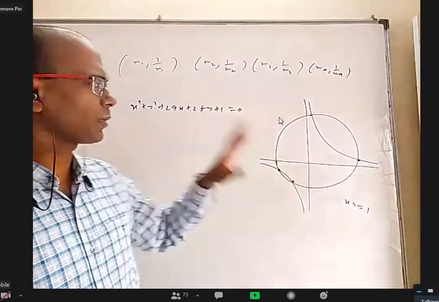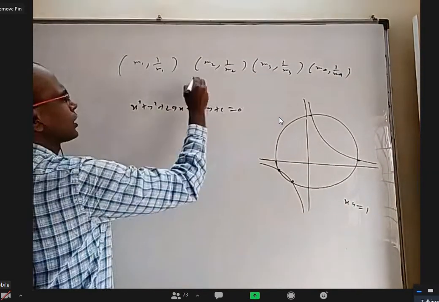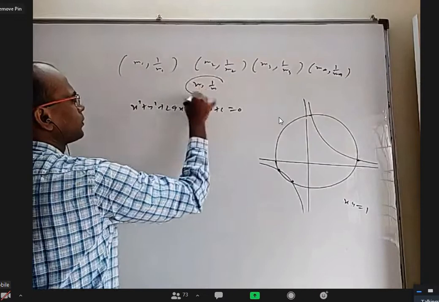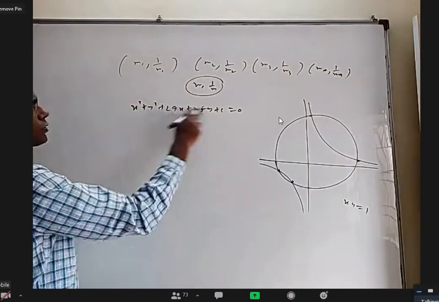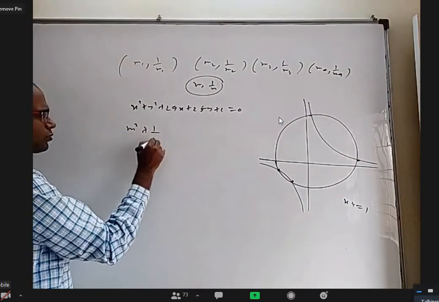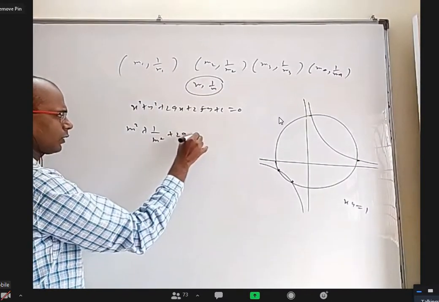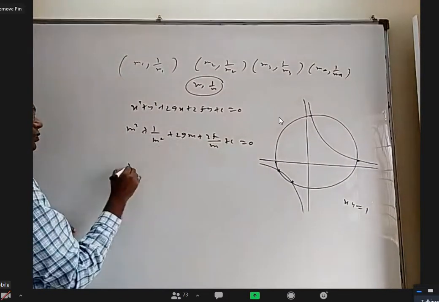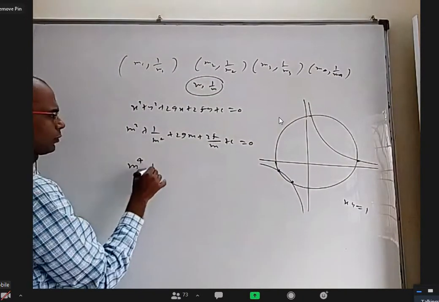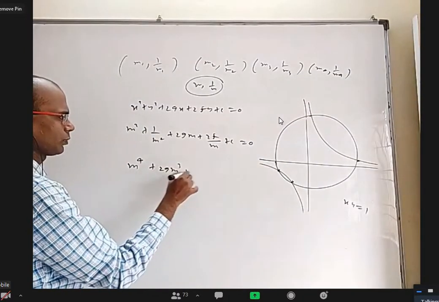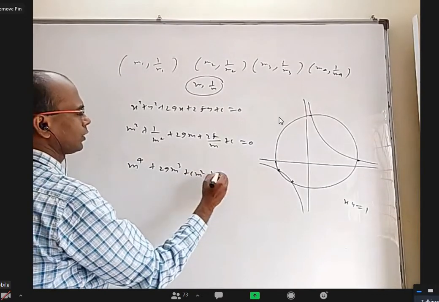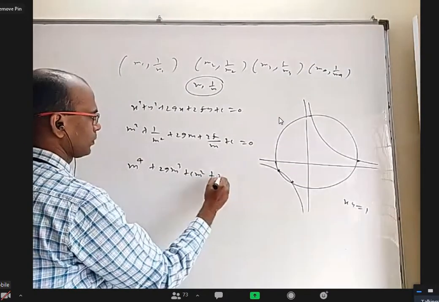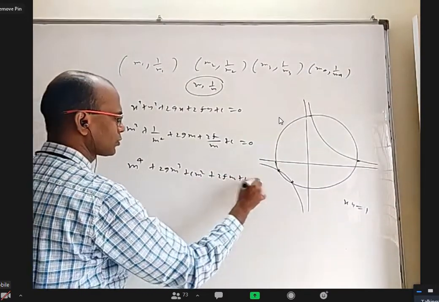Even if you don't know about hyperbola, don't worry. All these 4 are in the form of m comma 1 by m. Substitute here. You will get m square plus 1 by m square plus 2gm plus 2f by m plus c equal to 0. When you simplify, you'll get m power 4 plus 2gm cube plus cm square plus 2fm plus 1 equal to 0.